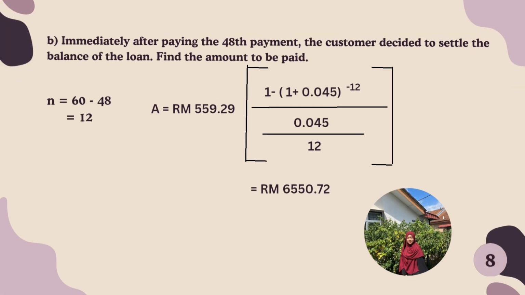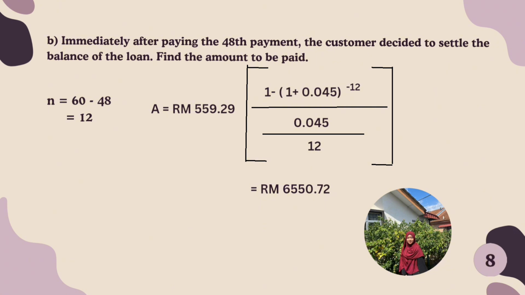Next is question B. Immediately after paying the 48th payment, the customer decided to settle the balance of the loan. Find the amount to be paid. From this question, it shows that the customer borrowed some money and agreed to pay it back in 60 payments. After making 48 payments, they wanted to pay off everything they still owe all at once. We need to figure out how much money they still have to pay. The total number of payments is 60, but the customer already made 48 payments. So the number of payments left is 60 minus 48 equal to 12.